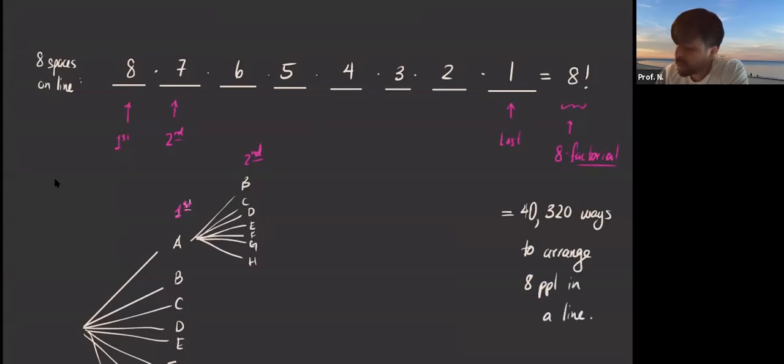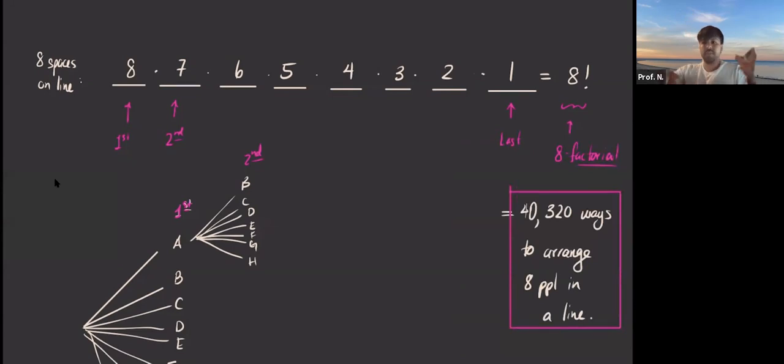Now, that's a lot of ways, isn't it? Like 40,000 ways just for 8 people. I can rearrange 8 people in 40,320 different ways. I could create 40,320 different versions of a line with just 8 people.